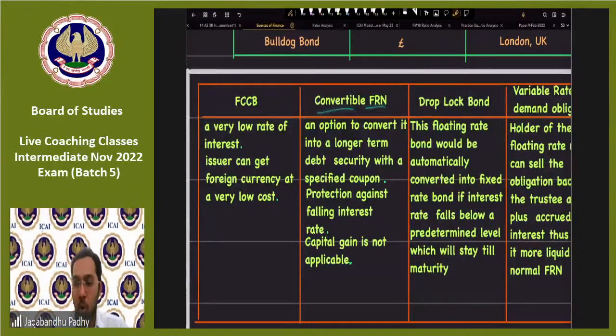Convertible floating rate notes. It's an option to convert into a longer term debt security with a specified coupon. Protection against falling interest rate and capital gain is not applicable in this case. These are some special features of it. If you buy this convertible floating rate note, you have an option to convert it into a long-term debt security with a specified coupon. You can extend the duration of the bond. Originally the bond had a tenure of 3 years. Now the company, or even the investor, depending on the terms and conditions of the bond, can have an option to extend this 3-year bond to a 6-year bond. That's a convertible bond.